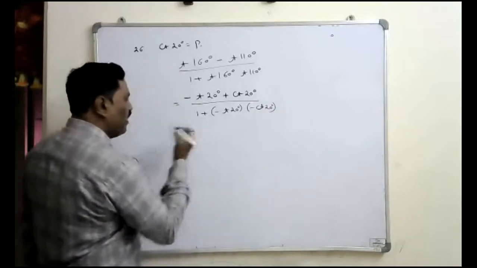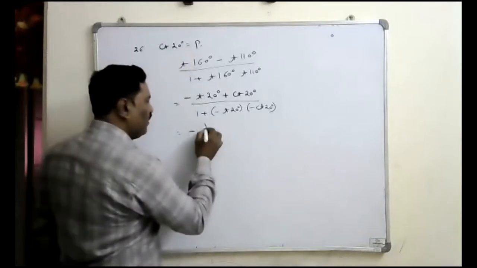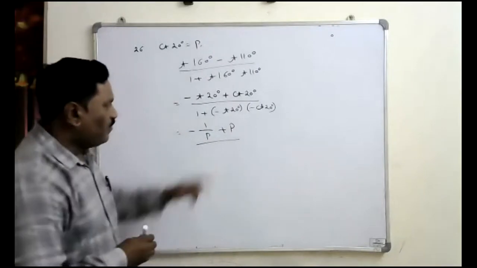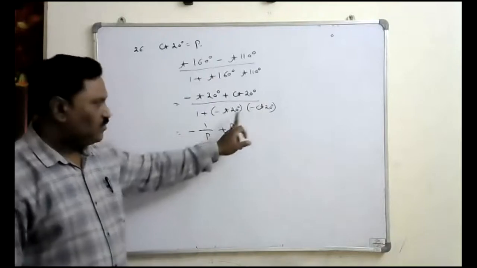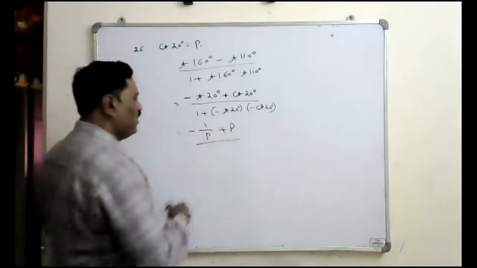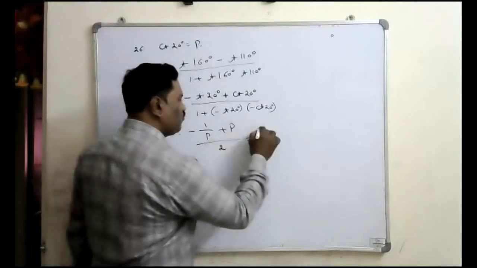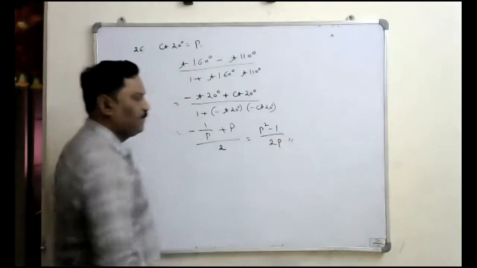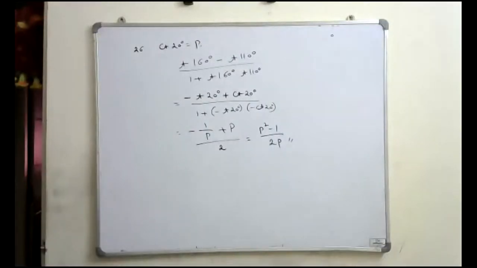Cot 20 was given as P, then tan 20 becomes 1 by P. So P plus P upon 1 plus, minus into minus, tan 20 into cot 20, which is 1. In the denominator we get 2. Where the LCM is P, we get P square minus 1 by 2P. That is the answer. Done, sir.